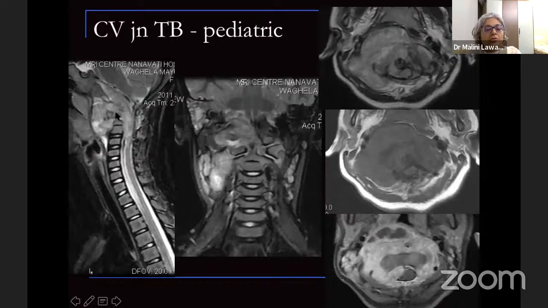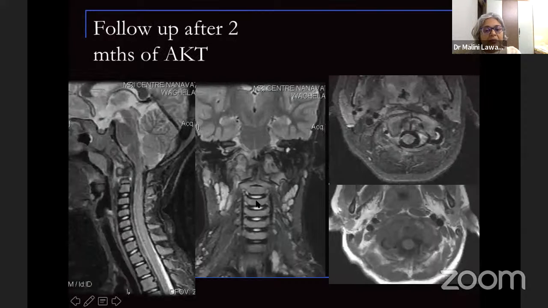CV junction tuberculosis, also common and can be extensive, especially in pediatric age group. Contrast here is showing this peripheral enhancement. And after AKT, you can see all the soft tissue component has significantly resolved.